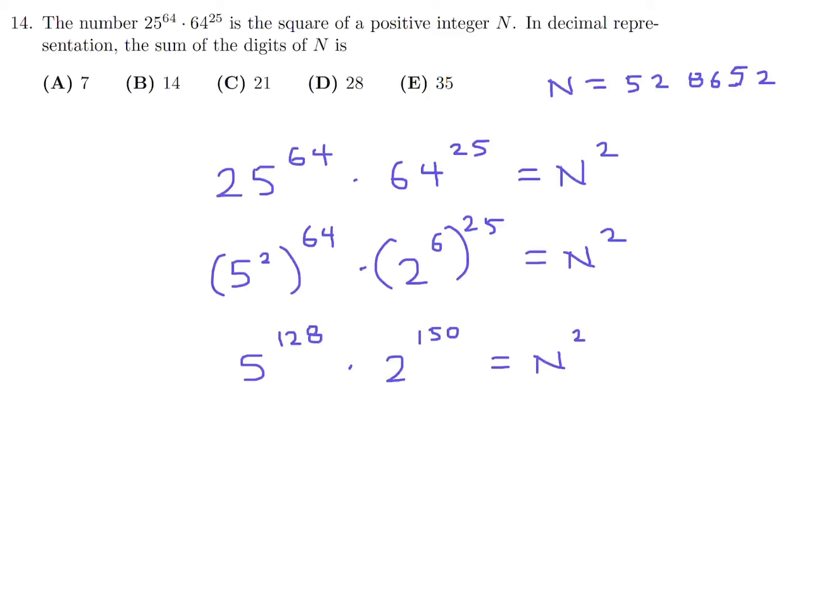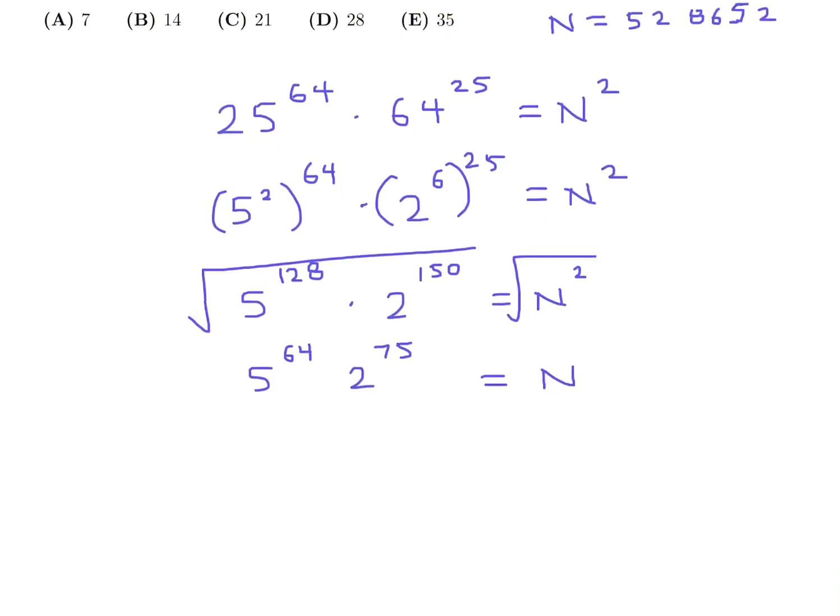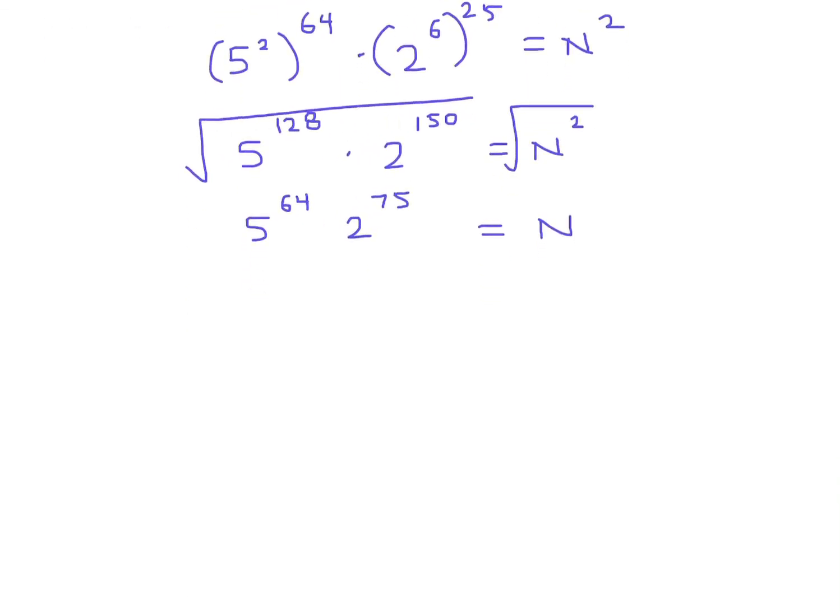Now we can take the square roots of both sides. Okay, so you're basically taking the square root of everything. And that leaves you with n. And then if you take the square root, you divide the exponent by half, right? So 128 divided by half is 64. And 150 divided by a half is 75. Okay, so now what?